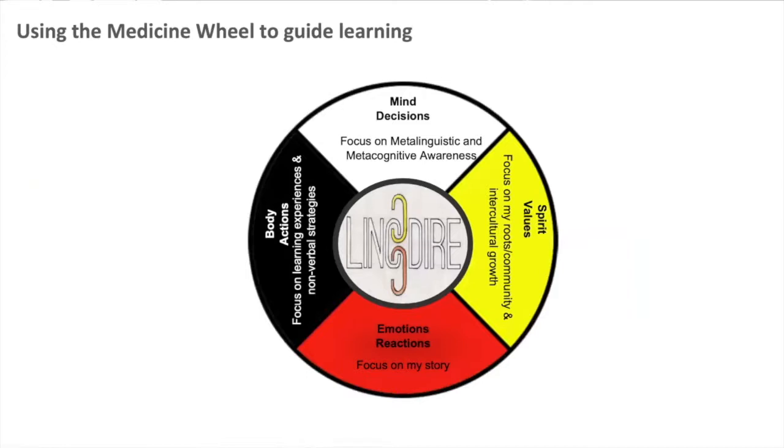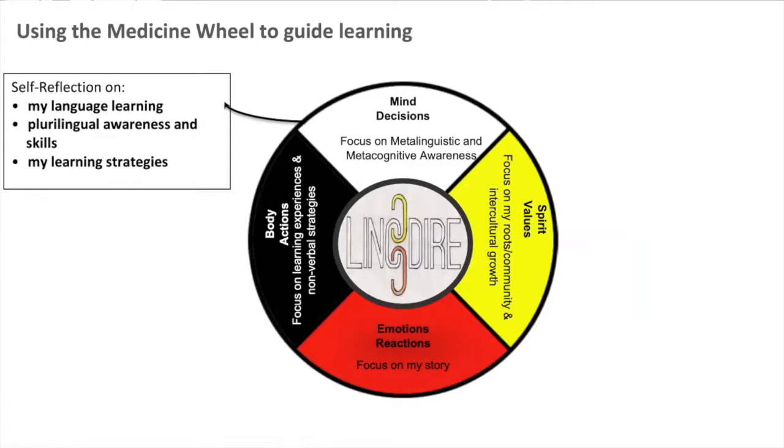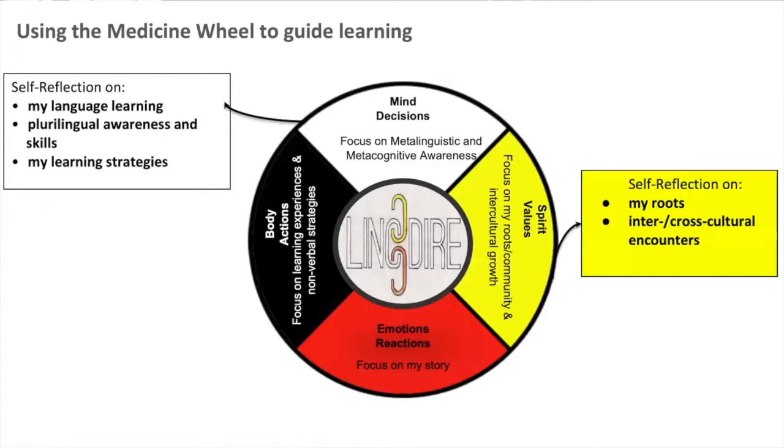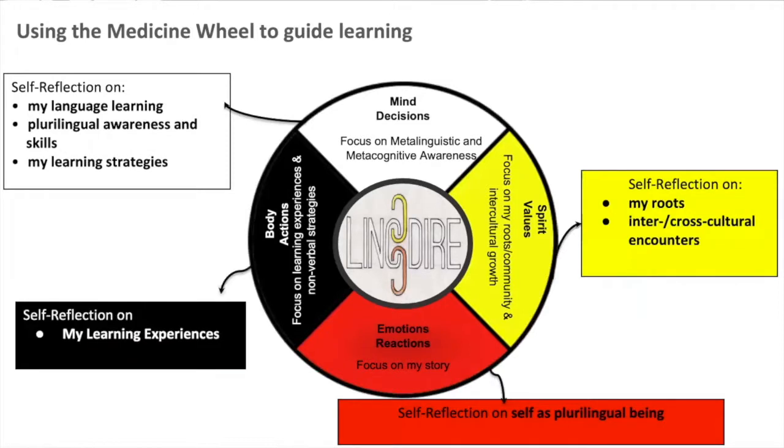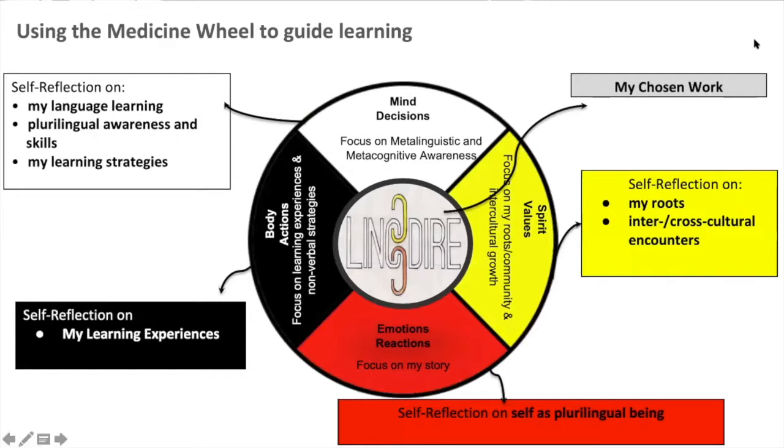And in this way, we developed our basic model of LINCDIRE, where you see the four aspects, how we declined the four dimensions: mind, self-reflection on my language learning; plurilingual awareness, my language strategies; spirit, self-reflection on my roots, my inter and cross-cultural encounters; emotion, myself as a plurilingual being and my learning experience in the broader sense. And we developed a logo that, with this kind of open chain, tries to symbolize the link between the two aspects. And in the middle, there is my chosen work.